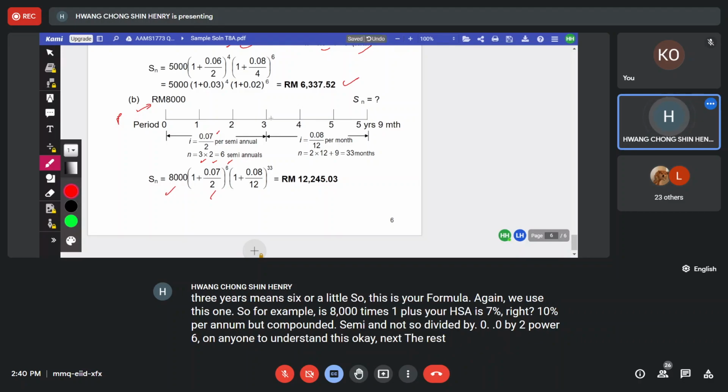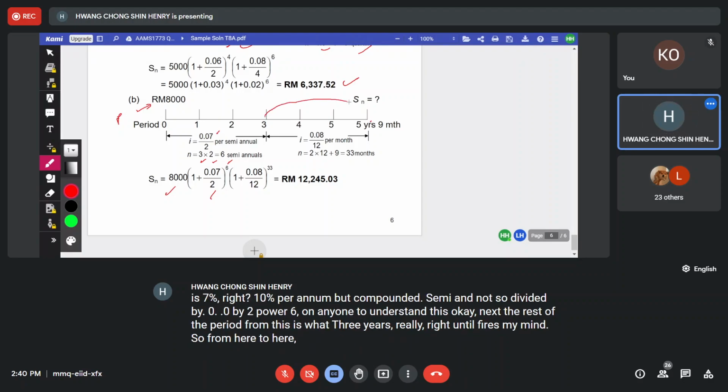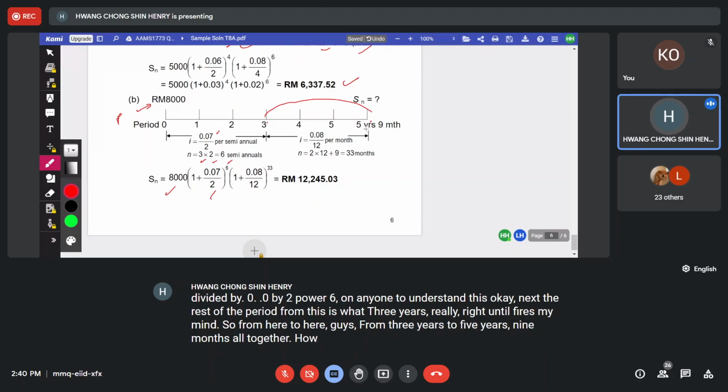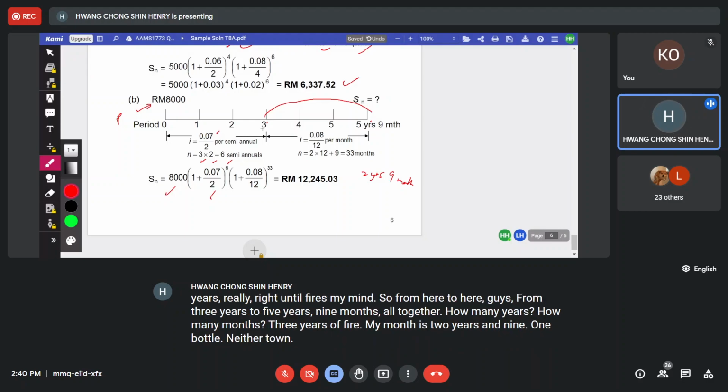The rest of the period from this is what? 3 years already, right? Until 5 years, 9 months. So from here to here, guys, from 3 years to 5 years, 9 months. Altogether, how many years, how many months? 3 years to 5 years, 9 months is 2 years and 9 months. Betul? 5 tahun 9 bulan. Tolak 3 tahun. So 2 tahun 9 bulan lah. Itu use bahasa Malaysia.